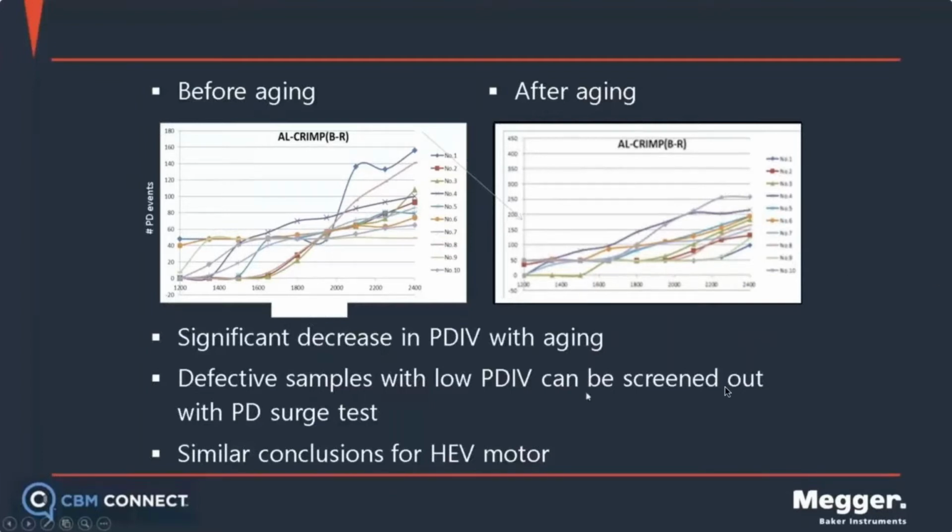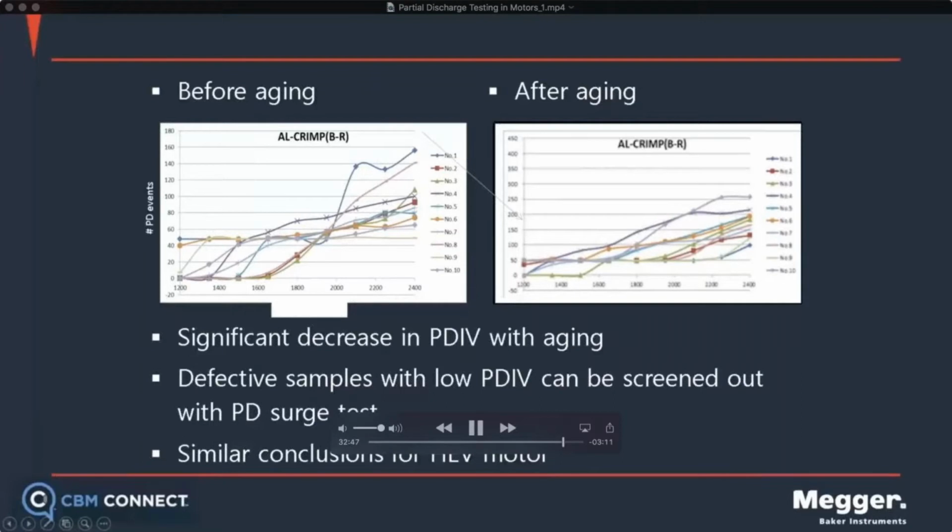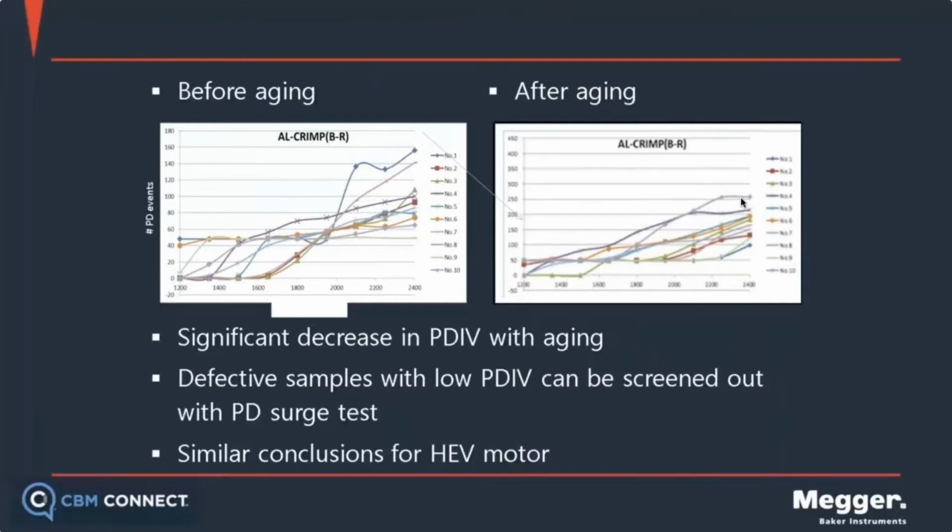So we saw a significant decrease in the partial discharge inception voltage. With aging, the voltage at which partial discharge activity begins decreases over time. But the samples with low PDIV can be screened out with the PD surge test, and the values of the events increased each aging cycle as well.